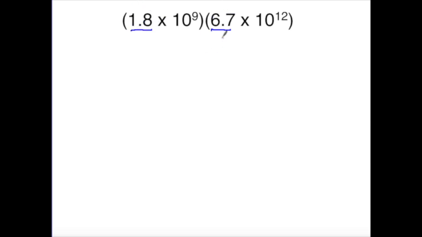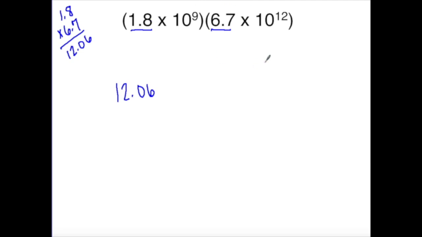1.8 and 6.7. When we multiply 1.8 times 6.7, let me just write that over here so that we remember. We're multiplying 1.8 times 6.7. When we do that, we get 12.06. So let's go ahead and write that down here. 12.06. Because this problem is asking us to multiply, we simply multiply those first two numbers.